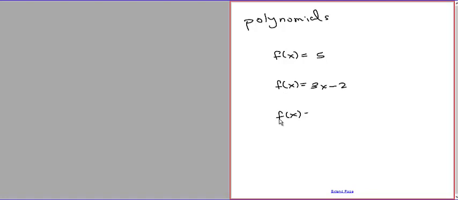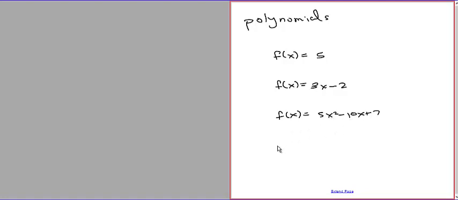So the first class of problems are polynomials. And polynomials are functions as such. So it could be a constant, that would be a horizontal line. We could have a linear function, 3x minus 2. We could have a quadratic function, 5x squared minus 10x plus 7. You can keep adding on higher order terms by adding x cubed, x to the fourth.